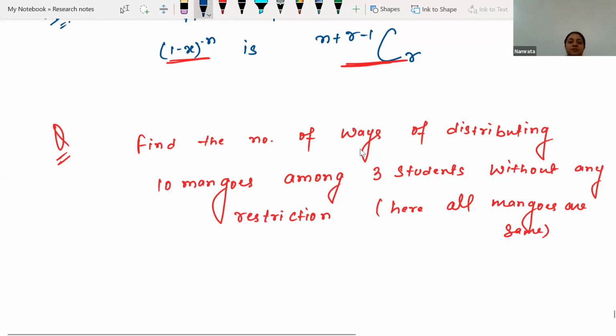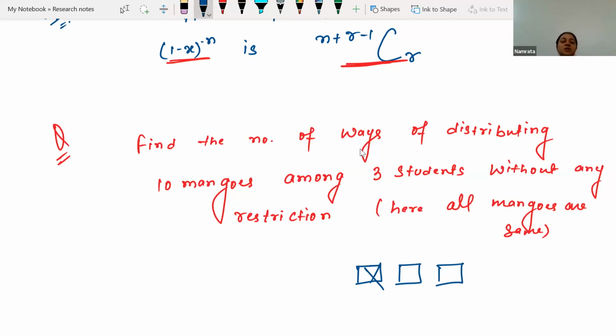If you are having 3 students, then for the first student, you can give no mango, you can give one mango, two mangoes, three mangoes, like that you can give 10 mangoes. Either you can skip the first student and start distributing among the rest of the two, because there is no restriction. It depends on you how you want to distribute these 10 mangoes, which are all identical.